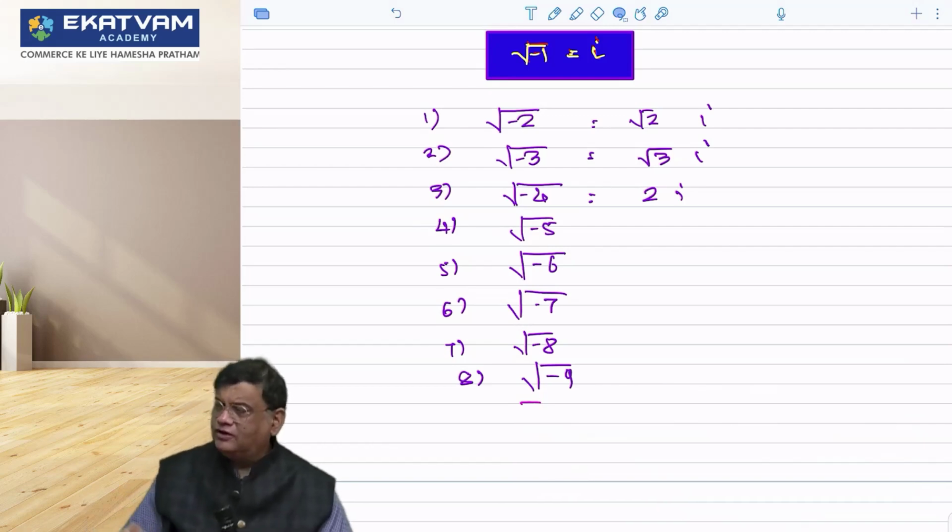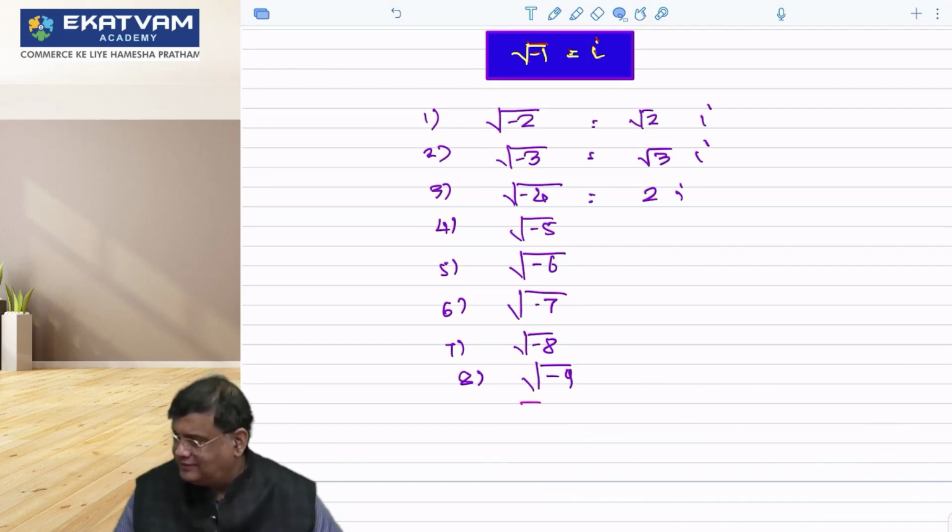Means you keep on writing root of minus 9, root of minus 10, and then at a point, the point comes when it becomes mechanical. Then it becomes a reflexive action.